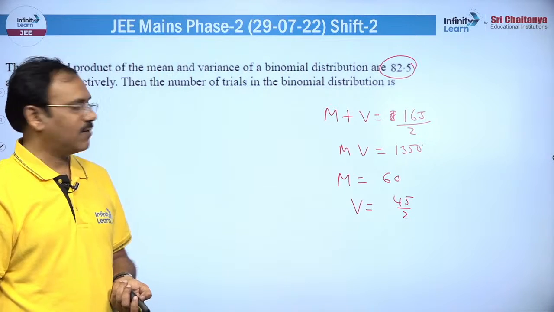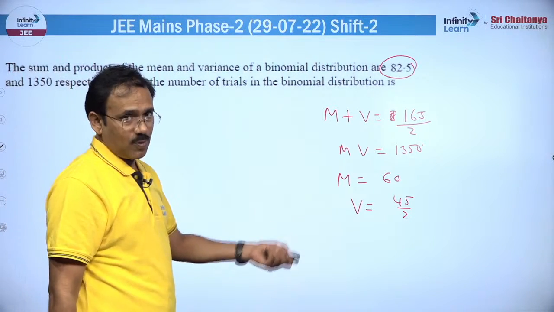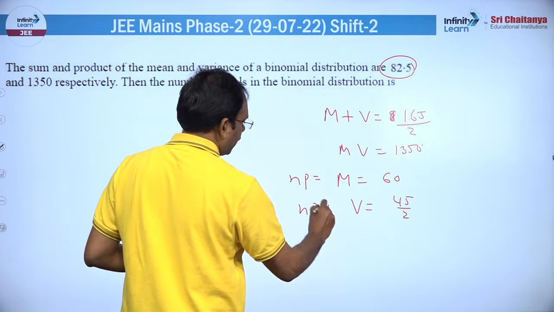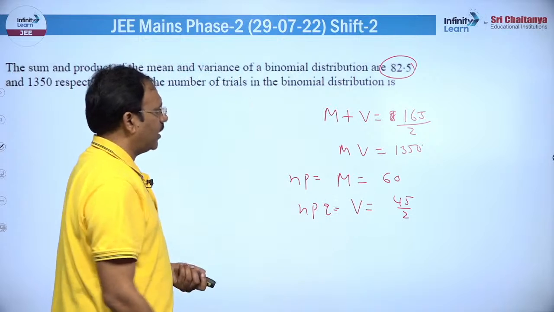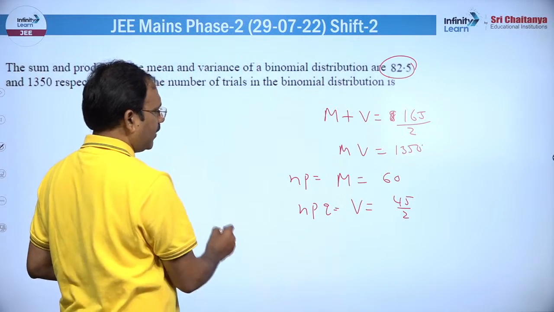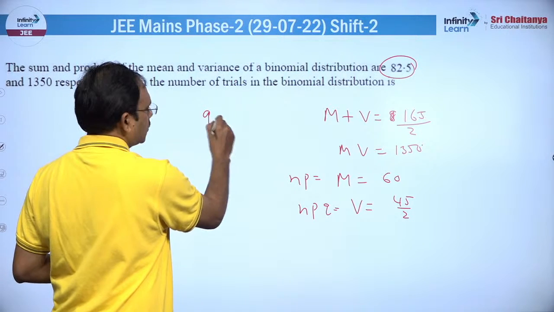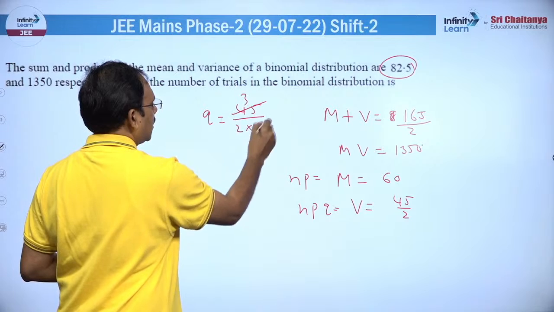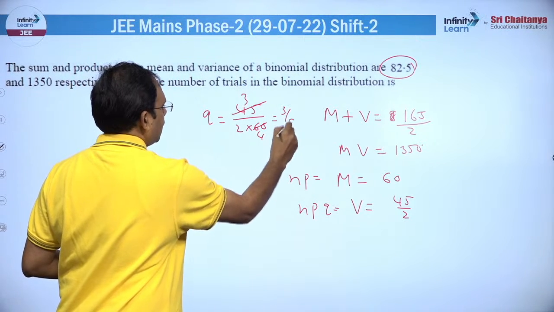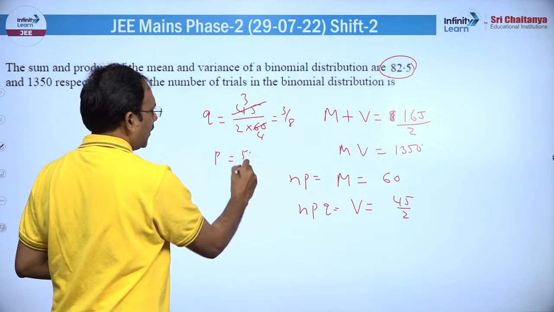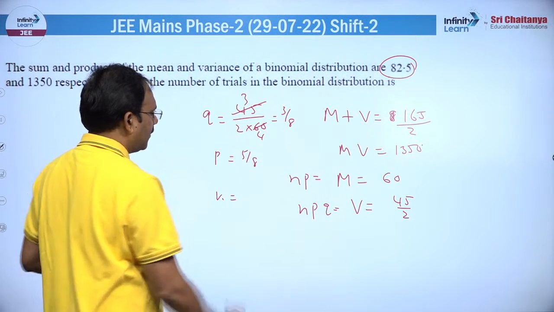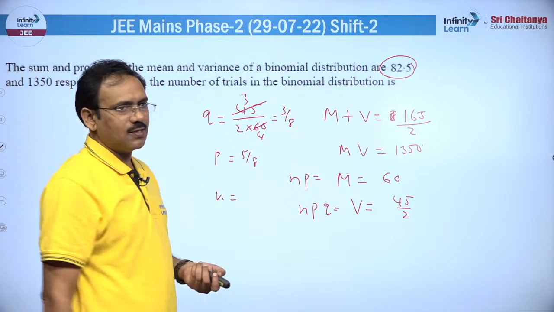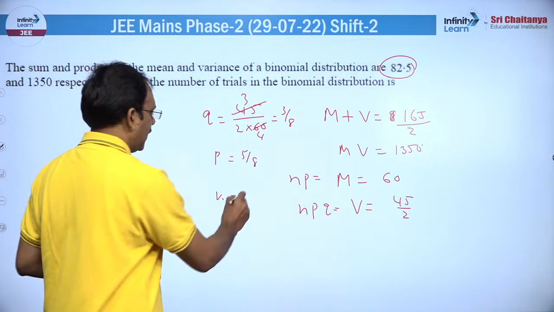Mean and variance we can find, and you know variance will be smaller than mean, because this is NP, this is NPQ, my dear friends. So, from this you can find Q. So, this is 45 by 2 by 60. So, Q is going to be 45 by 2 into 60, 15 3 times, 4 times, which is 3 by 8. So, P is going to be 5 by 8. So, you can also find N, my dear friends. NP is 60, P is 5 by 8, you can say 12 into 8, you are going to get 96 as N.